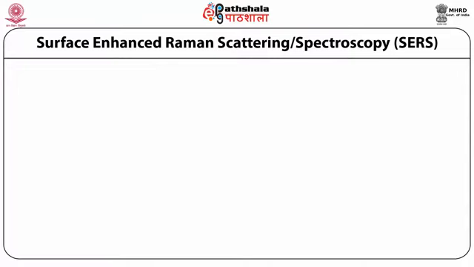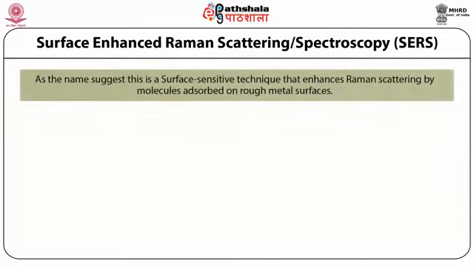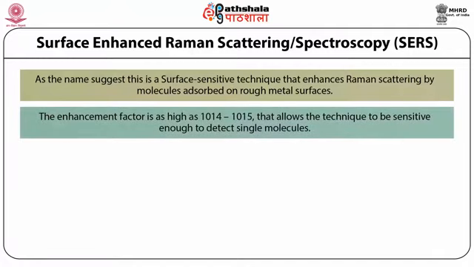Surface enhanced Raman scattering or spectroscopy, SERS. As the name suggests, this is a surface sensitive technique that enhances Raman scattering by molecules adsorbed on rough metal surfaces. The enhancement factor is as high as 10 to the power 14 to 10 to the power 15. That allows the technique to be sensitive enough to detect single molecules.